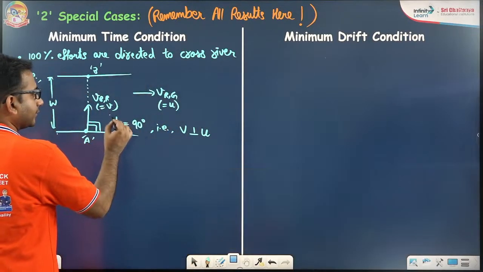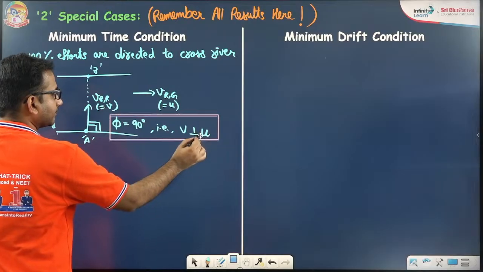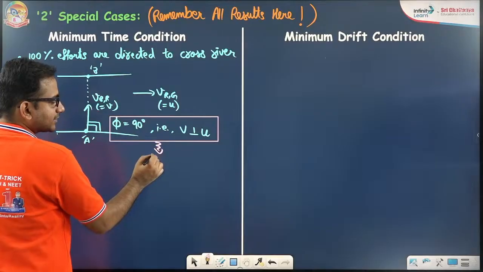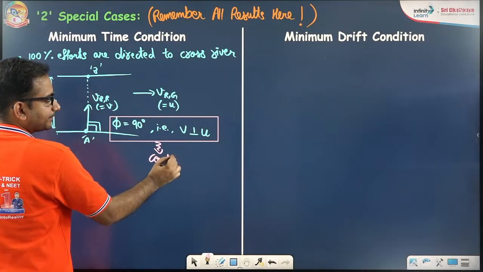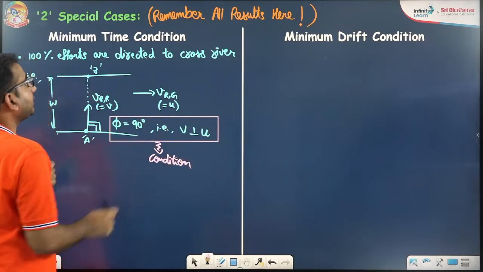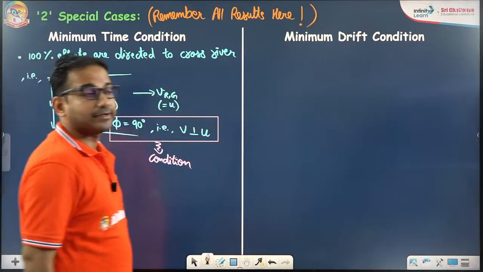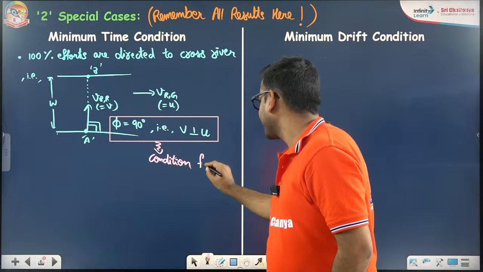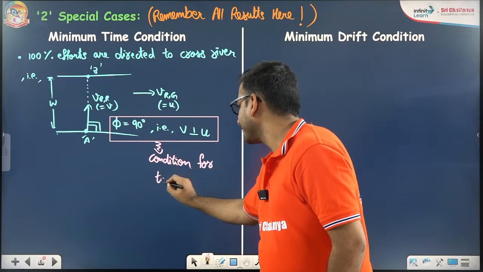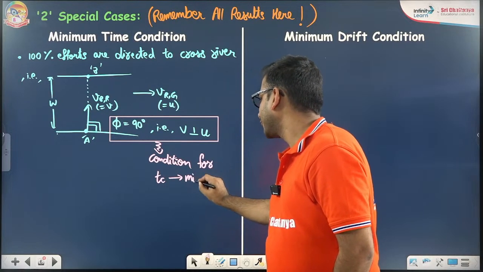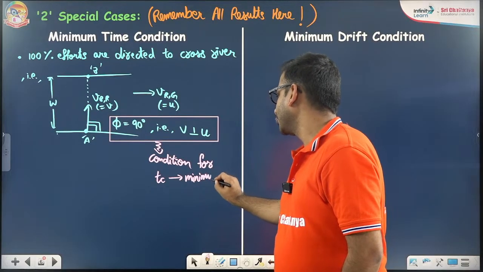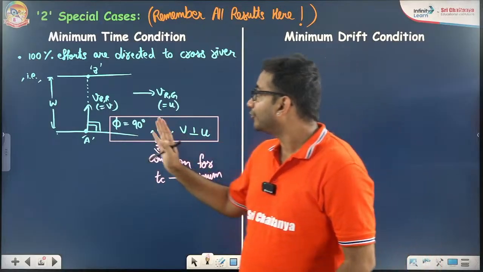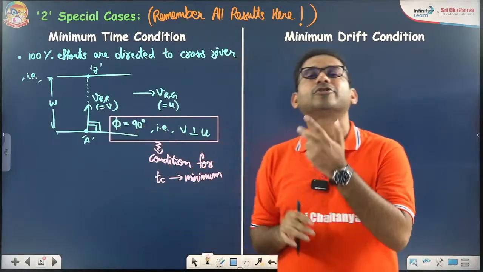This is something I want you to remember here. This is basically the condition. What condition, sir? This is the condition for minimum time. Condition for time of crossing to be minimum. Okay, sir. Condition is fine. We have understood that we want to keep our 100% efforts in order to cross the river.